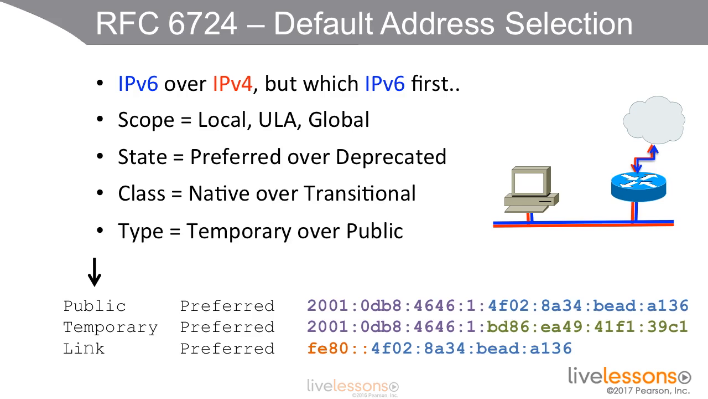Finally, we'll look at the type. And in most cases, we'll prefer temporary over public. But if all we have is a public and we're looking to send something outbound, we'll certainly be able to use the public address.